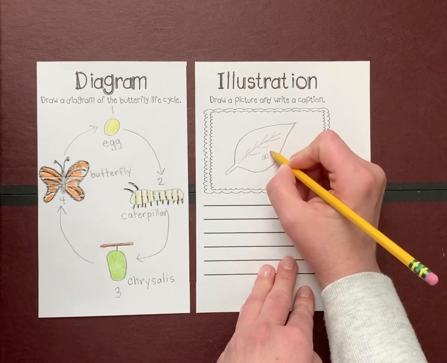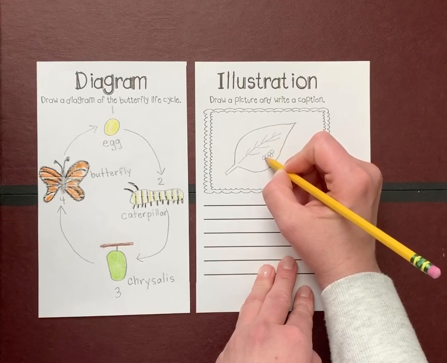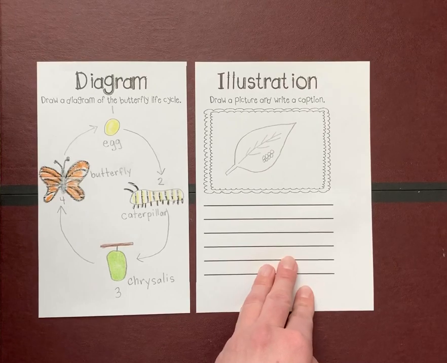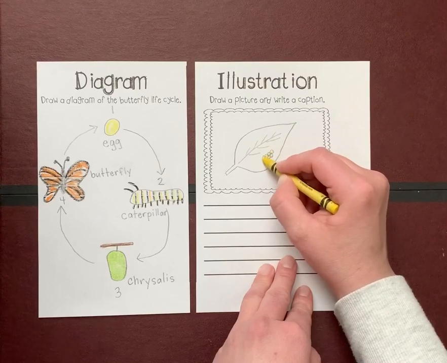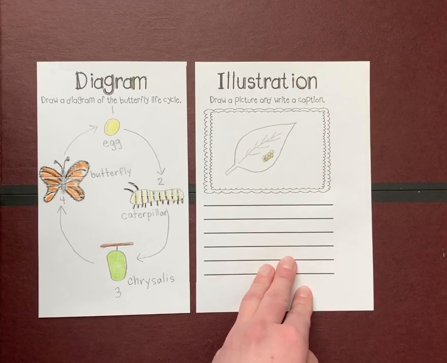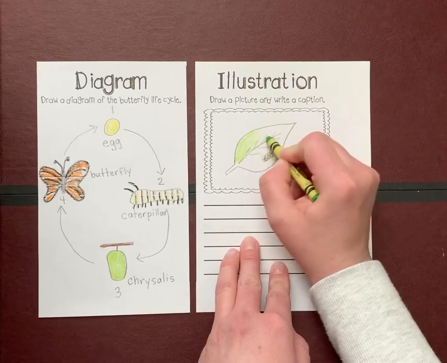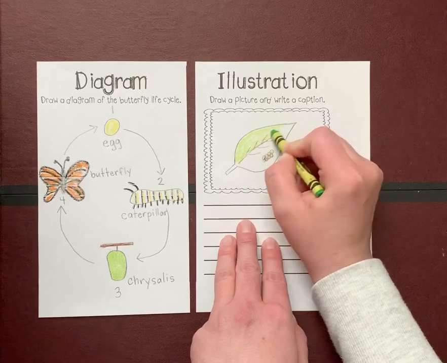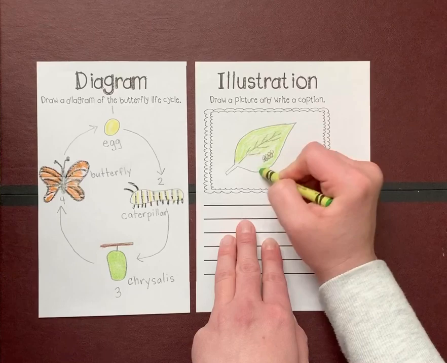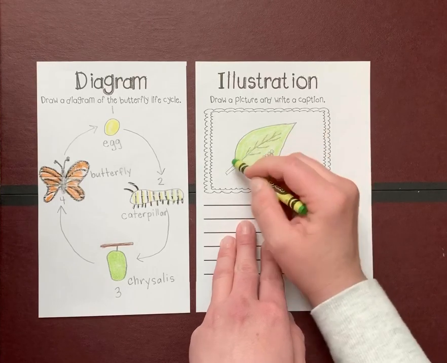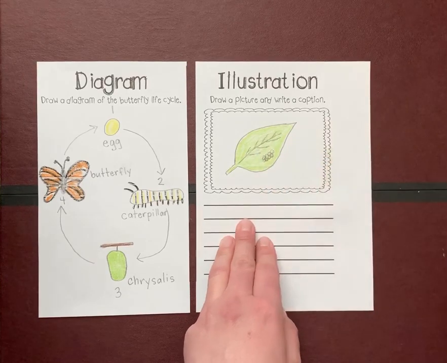So I'm just going to draw circles to show that my eggs are on the leaf, and get my yellow crayon back out and color them in, and take my green and color in my leaf. Take your time. It's your book that you're going to put together on these monarch butterflies. So illustrations need to be nice and bright so we can see.